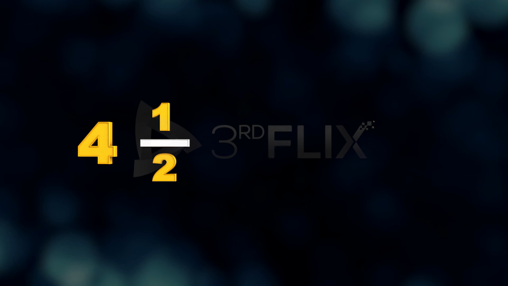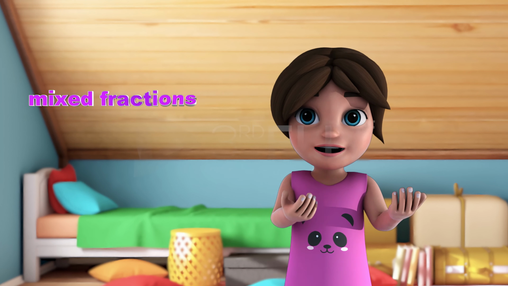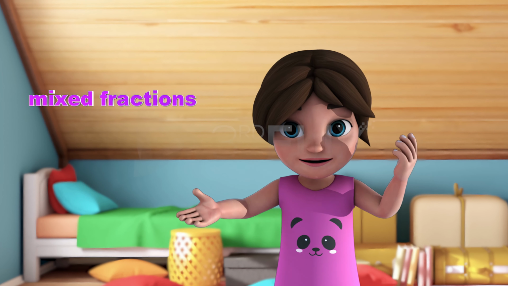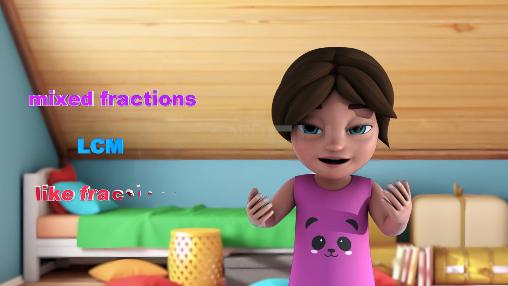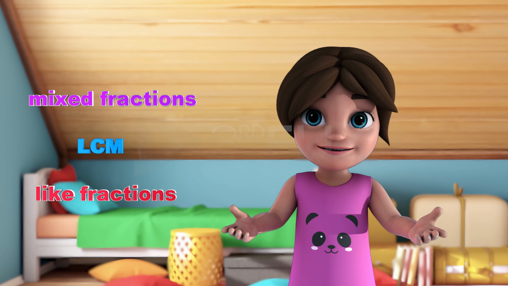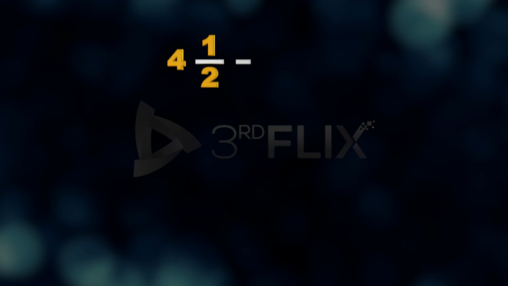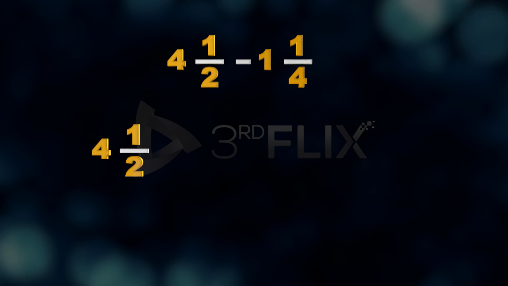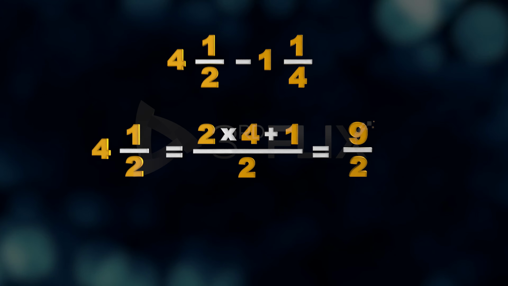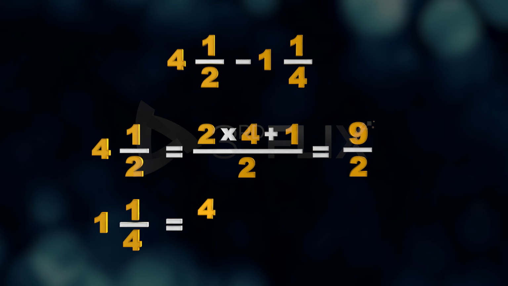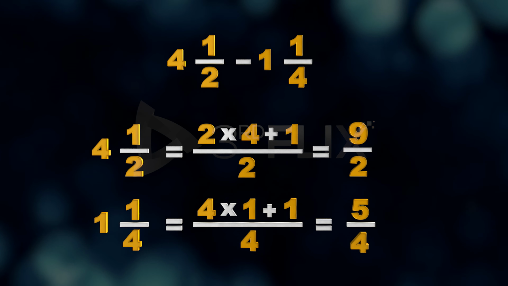4 1/2 minus 1 1/4. Change the mixed fractions to improper fractions and then find the LCM of the denominators and change them to like fractions. Look at this. 4 1/2 minus 1 1/4. 4 1/2 is equal to (2 into 4 plus 1)/2, which is equal to 9/2. 1 1/4 is equal to (4 into 1 plus 1)/4, which is equal to 5/4.